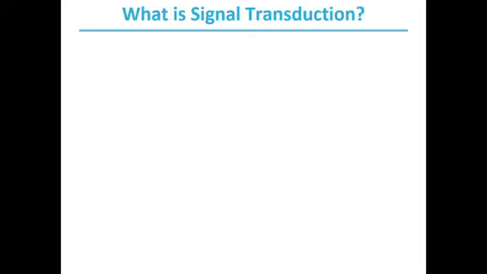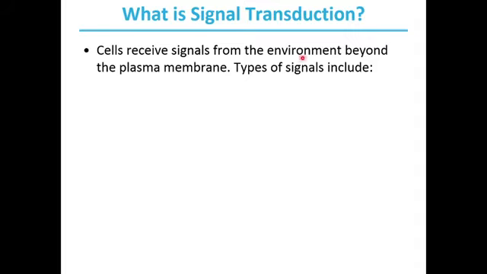What is signal transduction? The ability of cells to receive signals from the environment beyond the plasma membrane and act upon these signals is fundamental to cellular life. For example, bacterial cells constantly receive input from membrane proteins that act as information receptors, sampling the surrounding medium for pH, osmotic strength, and the availability of food.